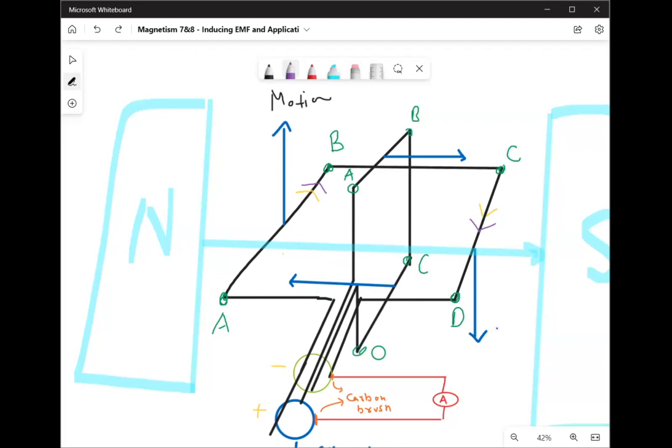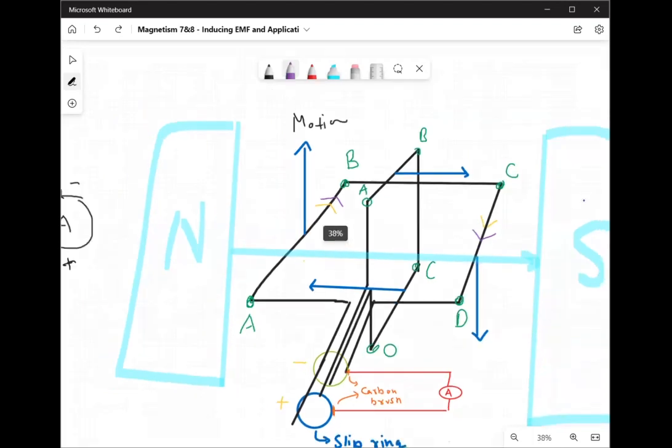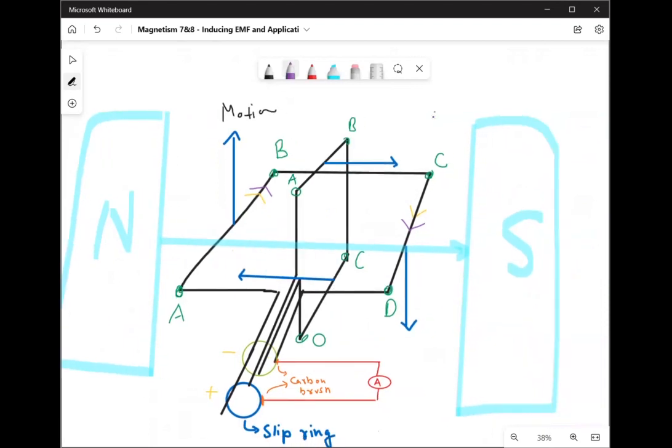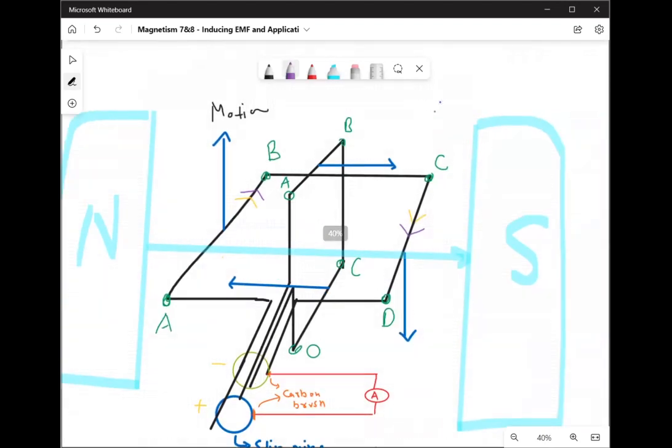Perfect. Towards all of you. Does that make sense? So the motion is down.